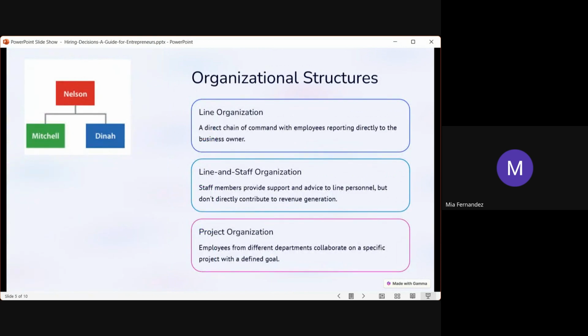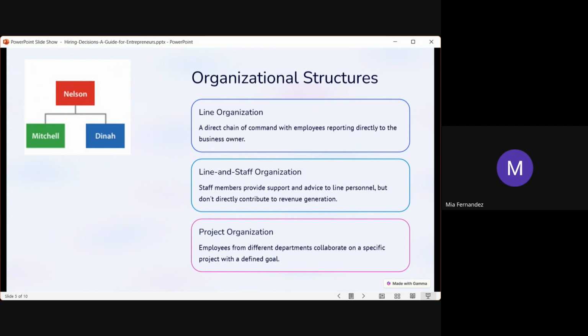Now we have different organizational structures. The first is line organization. It's a direct chain of command with employees reporting directly to the business owner. So parang ganito, si Nelson, Mitchell, and Dina. So si Nelson si boss, tapos dalawa yung staff niya. So that's line organization. Next one, line and staff organization.